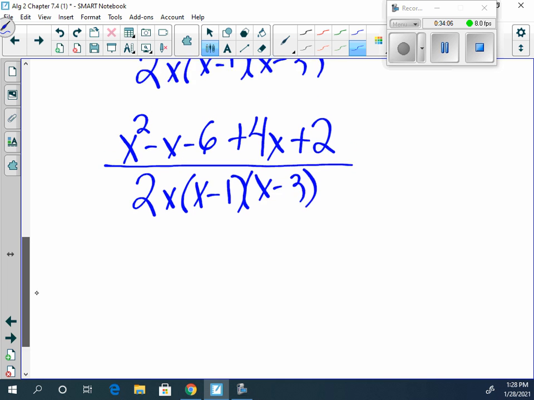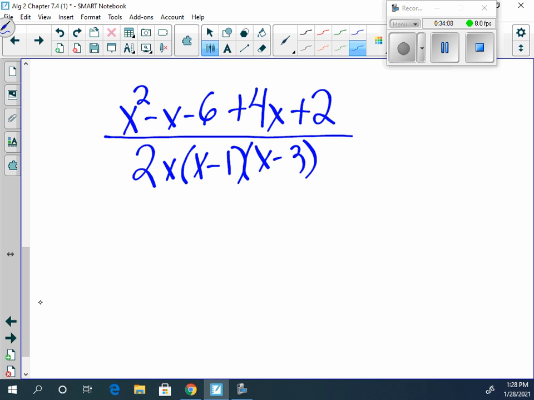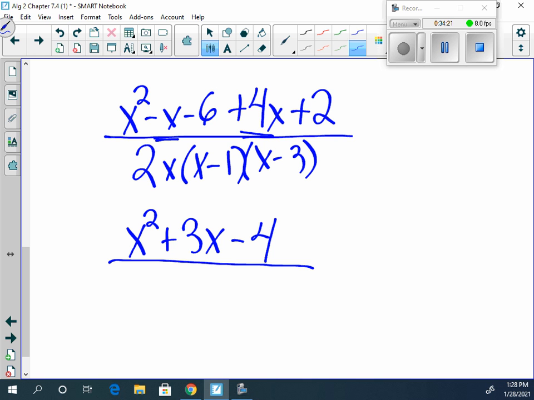Now we can go on and actually subtract and combine like terms. And when we do that here, well, x squared is by itself. Negative x plus 4x is going to be plus 3x. Negative 6 plus 2 would be negative 4. Any questions on how we got to this here? Any questions on any of this so far?